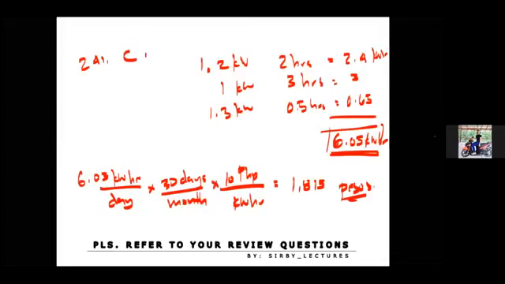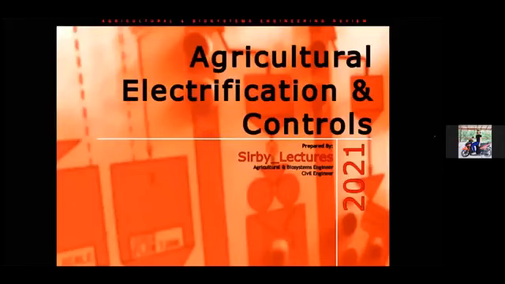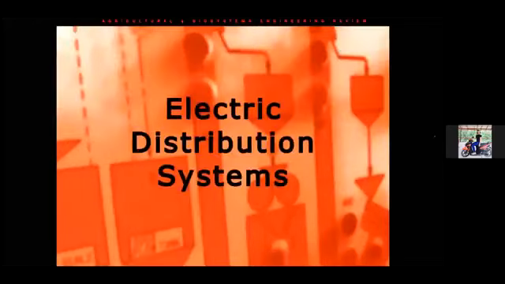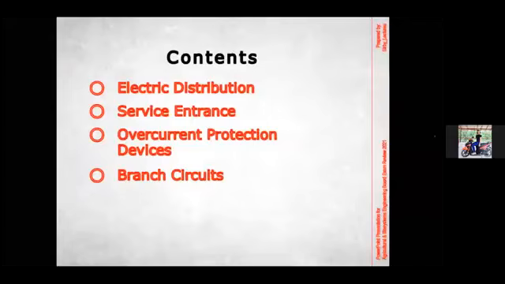Now let's go back to our lecture presentations before we continue our review questions. This is our sixth topic for the review course in agricultural electrification and controls. The title of this topic is electric distribution systems. For the contents, we'll first discuss an overview of the electric distribution, and then get into the details of the service entrance, the overcurrent protection devices, and finally the branch circuits.